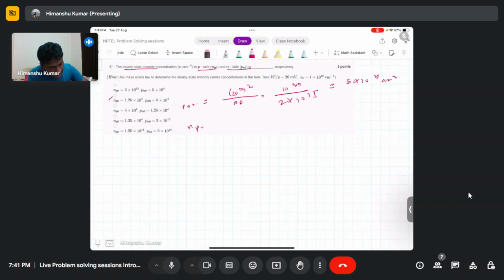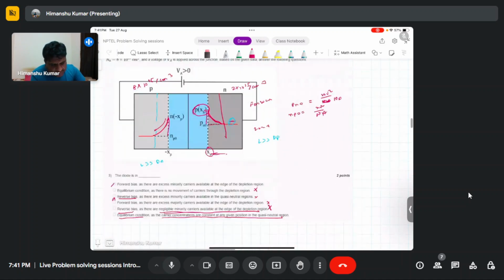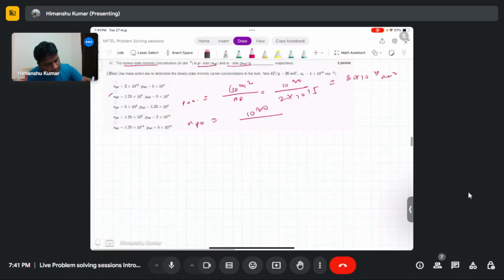Similarly, Np naught is 10 power 20 divided by Na, and Na is given as 8 into 10 power 15. You can write this as 10 into 10 power 4 divided by 8, and that you can write as 1.25 into 10 power 4 per centimeter cube.